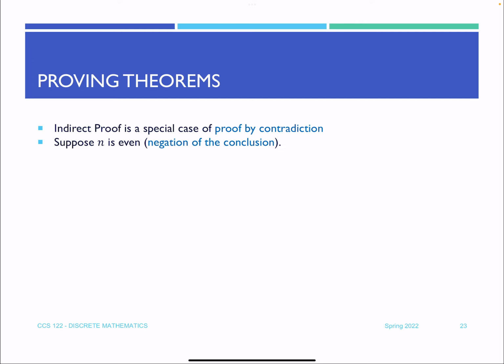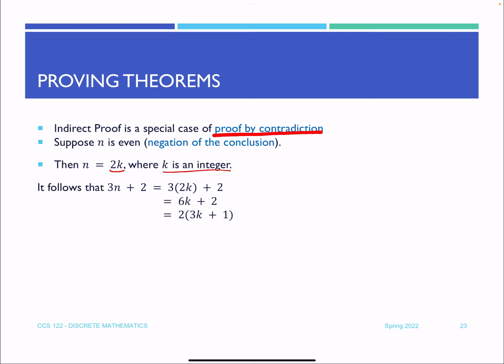Indirect proofs are a special case of something called proof by contradiction. So let's suppose n is even. Remember, that's the negation of the conclusion. So we'll write n as 2k, where k is again some integer. 2k is guaranteed to be an even integer. So we had the other term, 3n plus 2. Let's substitute 2k in place of n. We get 6k plus 2. We can take out 2 as a common factor, and we get 2 times 3k plus 1.